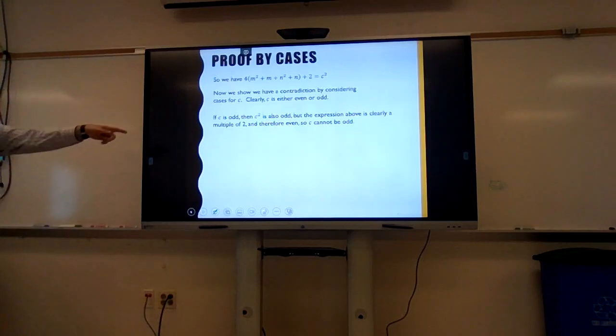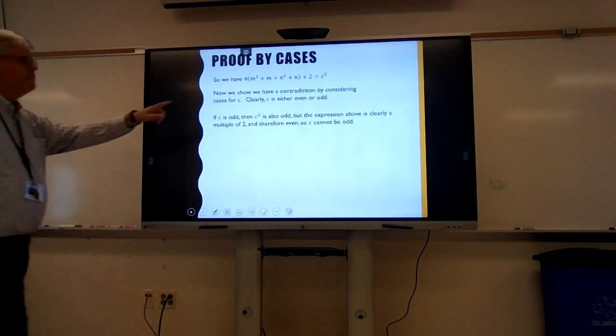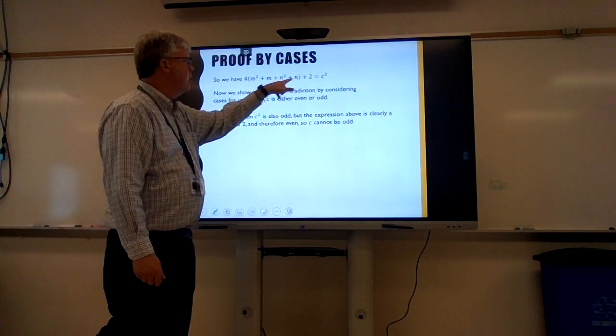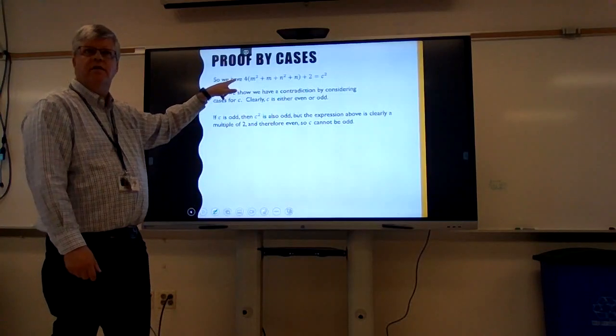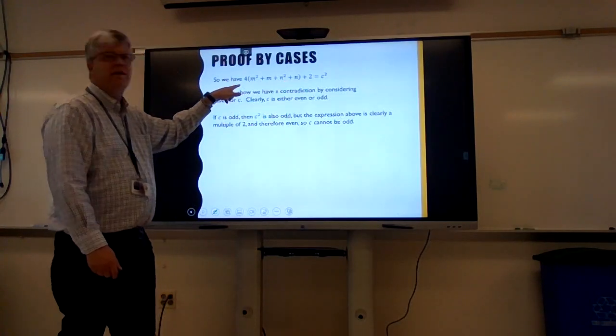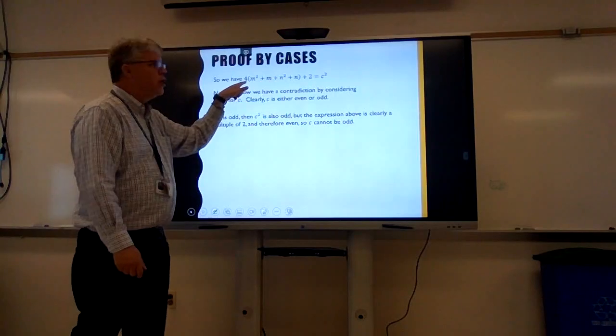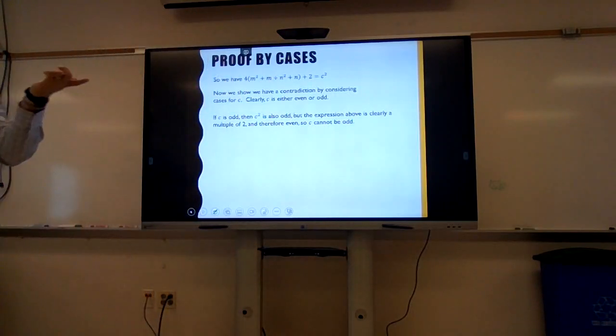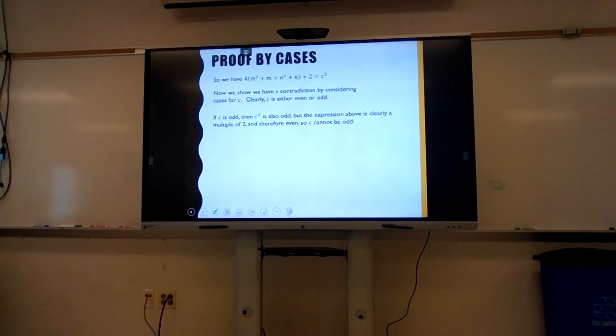Okay? So if c is odd, then c squared is also odd. But if this is how c squared is written, do you see what the problem is with saying that this thing is odd? What's common to all of this? 2. This is 2 times an integer. So that has to be even. But I just said if c is odd, c squared is going to be odd, and that thing is even.